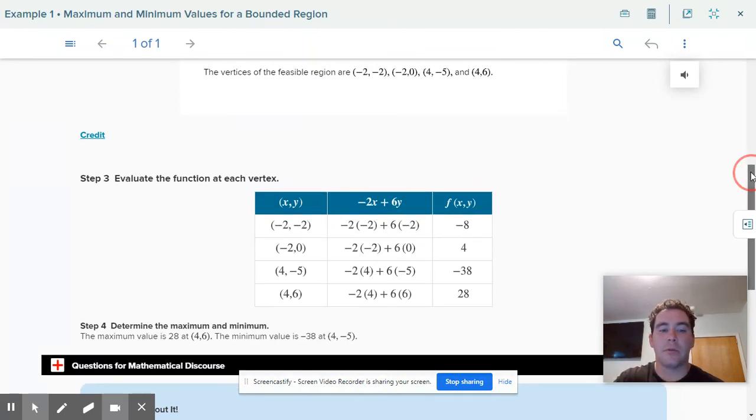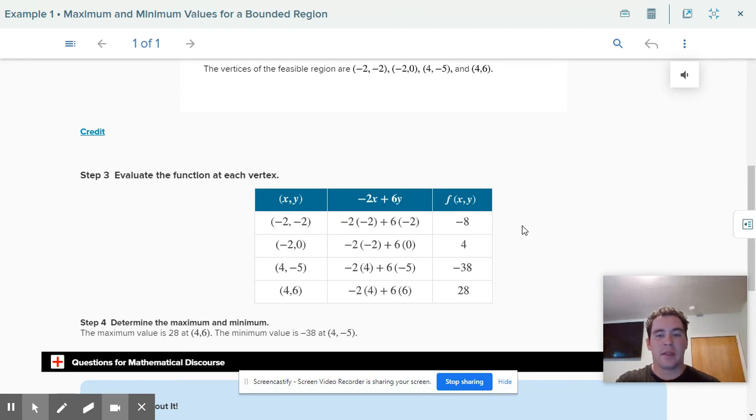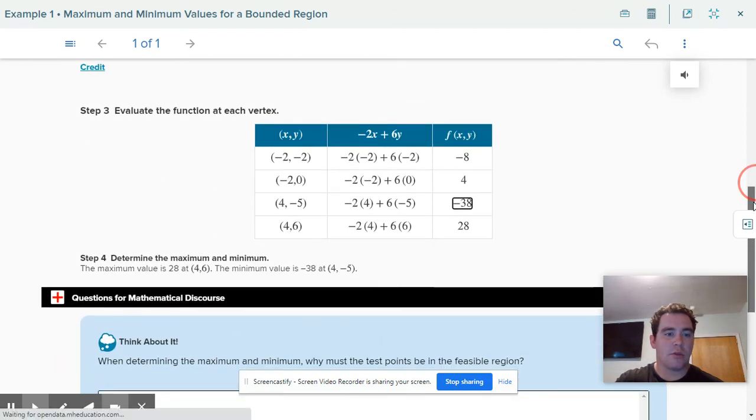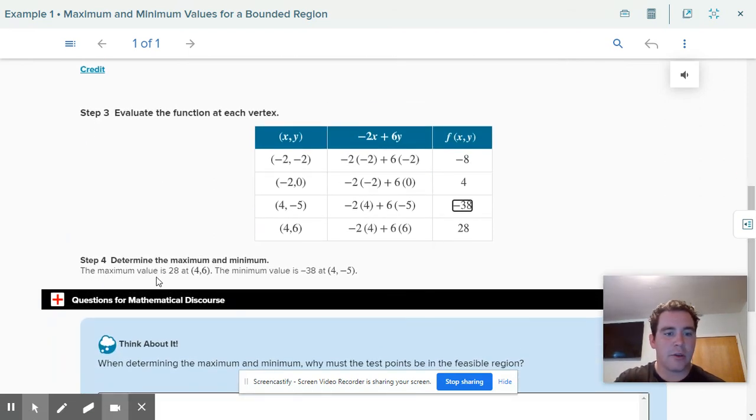Now, if we're going to find our minimum and our maximum value, all we're going to do is take the highest number that we get after we evaluate our function, which is going to be 28, and our lowest one, which is going to be negative 38. So when you write this, you want to write it as the maximum value is 28 at 4 comma 6. The minimum value is negative 38 at 4 comma -5, and then we're done.